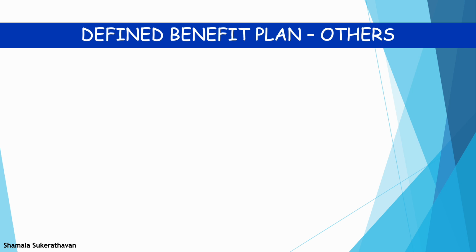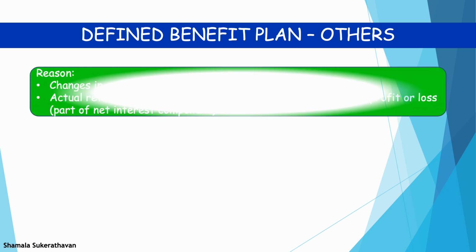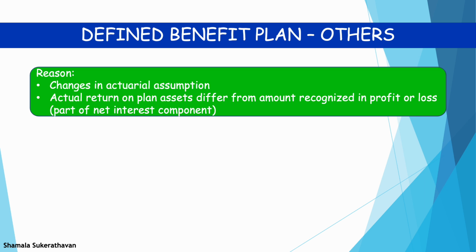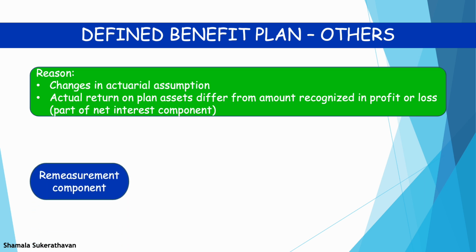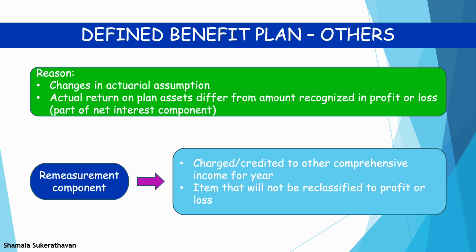The net plan liability or asset after accounting for the components mentioned is likely to differ from the amount calculated by the actuary due to 1. The actuary's calculation is based on assumptions such as life expectancy and final salaries, and these assumptions will have changed from year on year. 2. The actual return on plan assets differ from the amount recognized in the profit or loss as part of net interest component. IAS 19 requires an adjustment to account for the difference. This is recognized as remeasurement component and charged or credited to other comprehensive income for the year as an item that will not be reclassified to profit or loss in future periods.